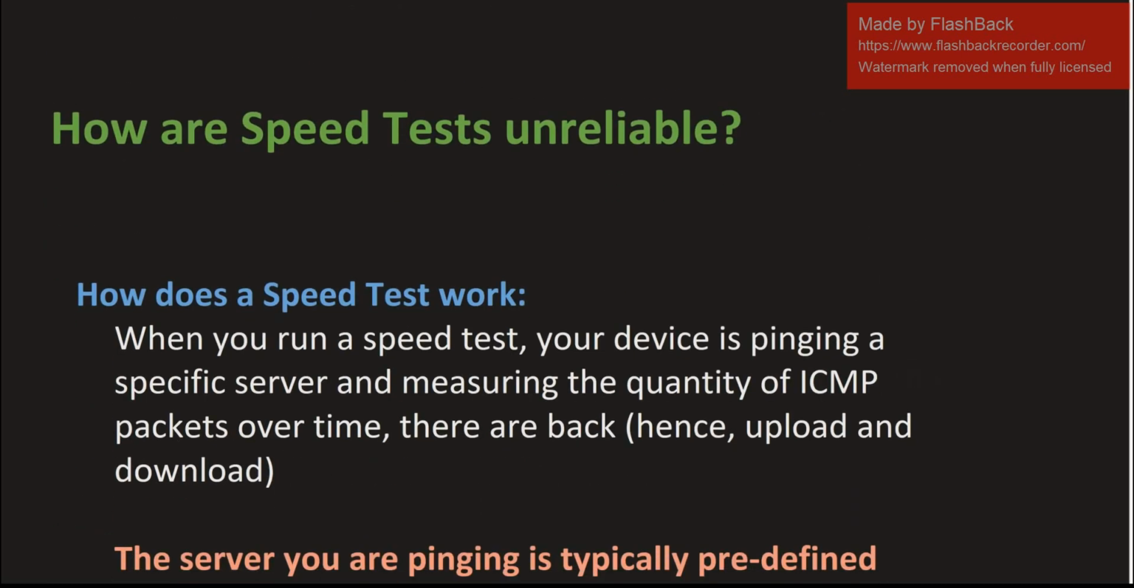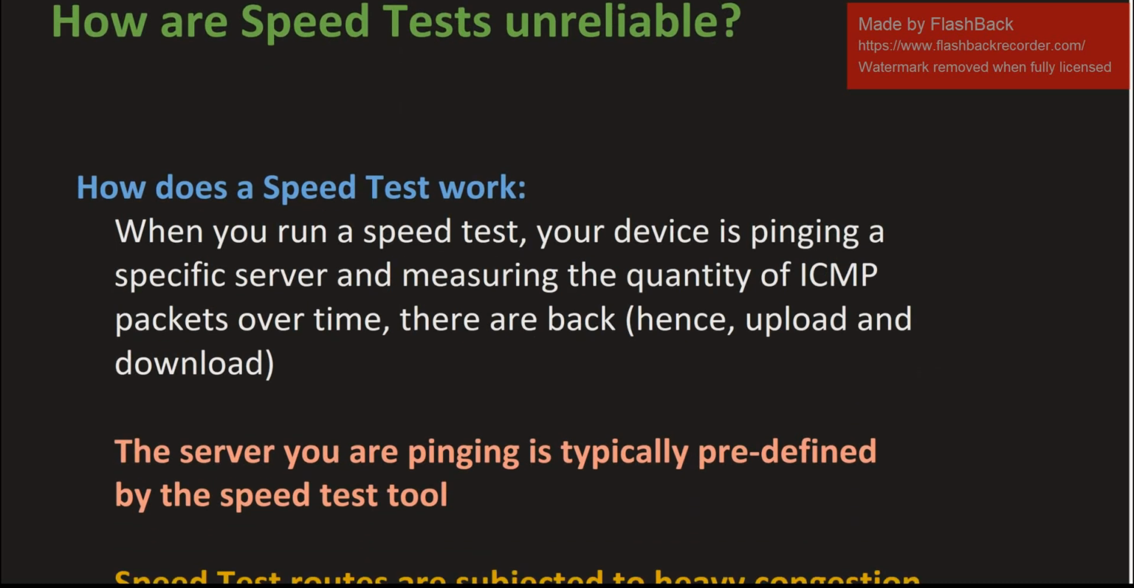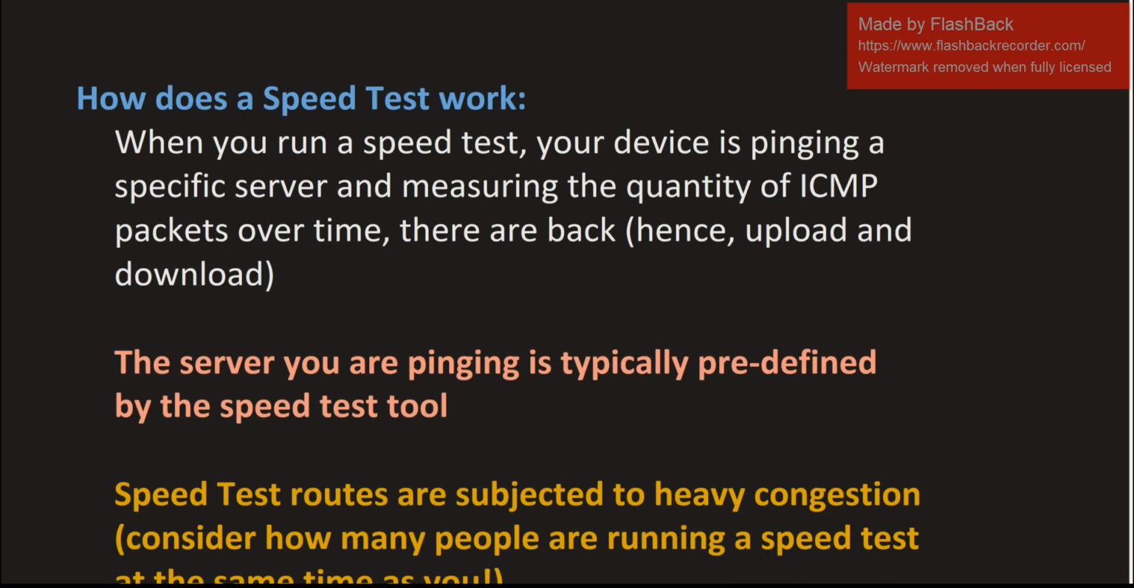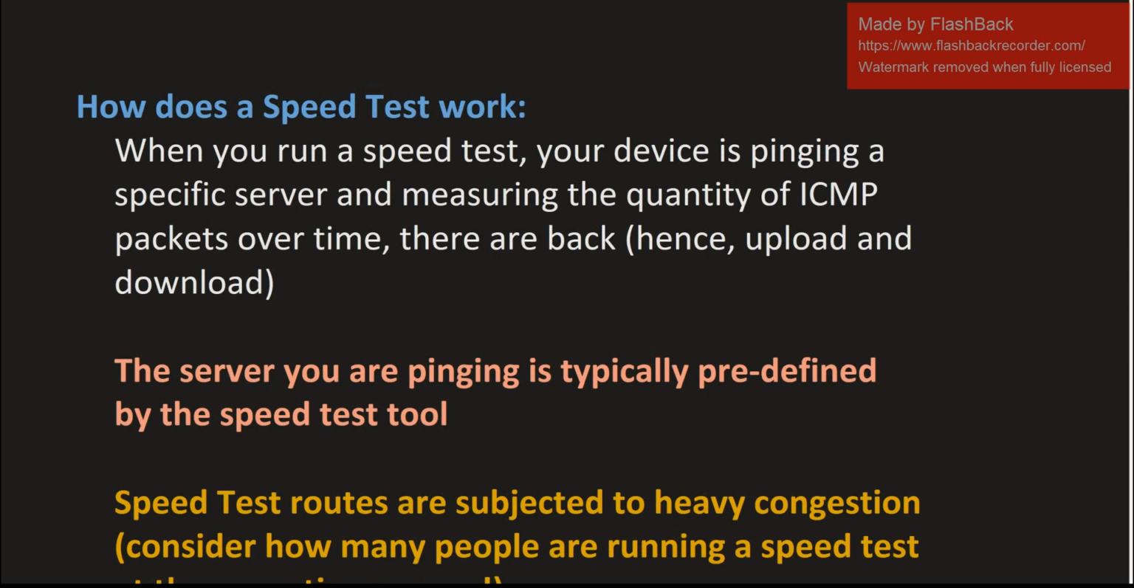So why is it that speed tests are unreliable? First thing, let's define what a speed test is. When you run a speed test, your device is pinging a specific server and measuring the quantity of ICMP packets over time, there and back. An ICMP packet is pretty much just a dummy packet. It's just designed for testing network connections. The server you are pinging is typically predefined by the speed test tool. So if you go to run your speed test, you can often change your server, but you only have a limited set of options of which servers you can hit.